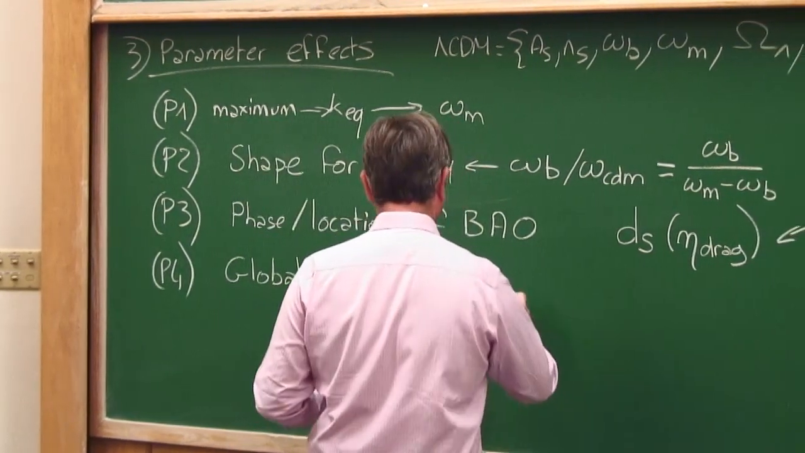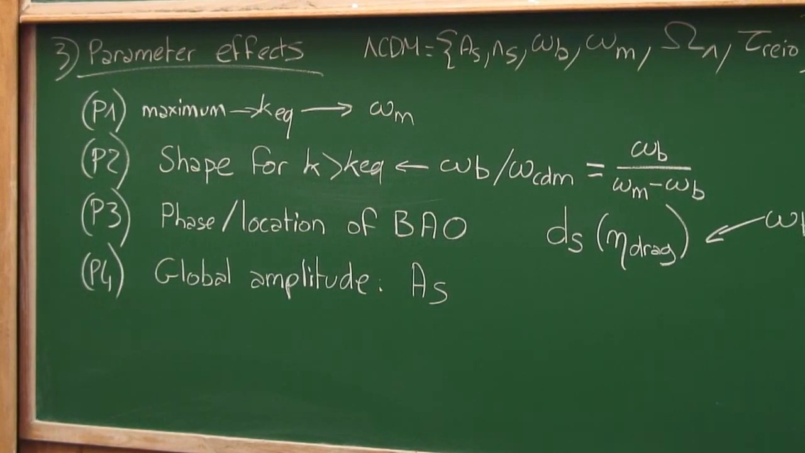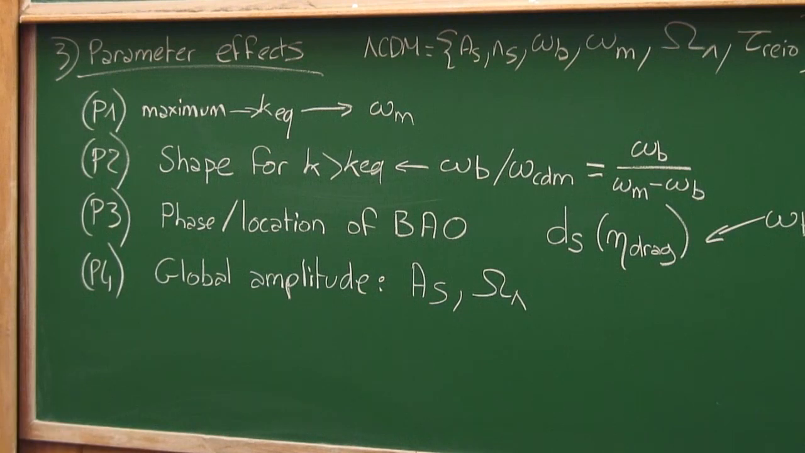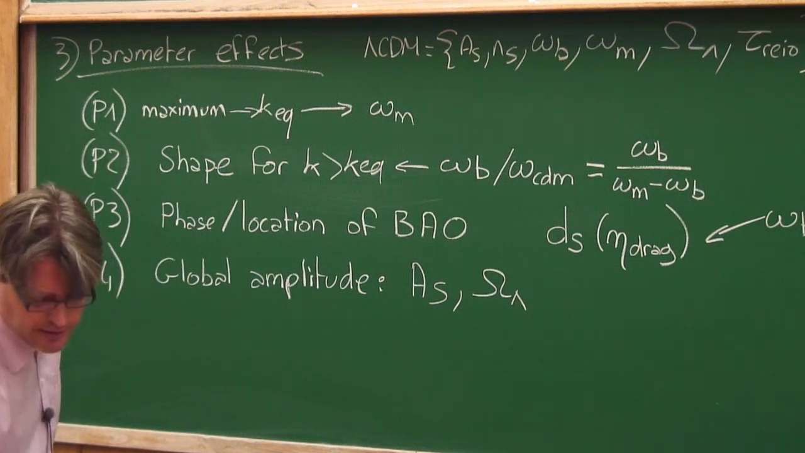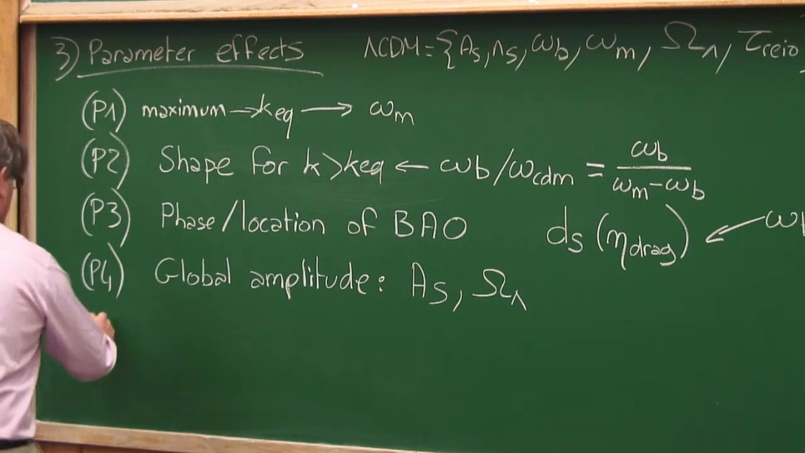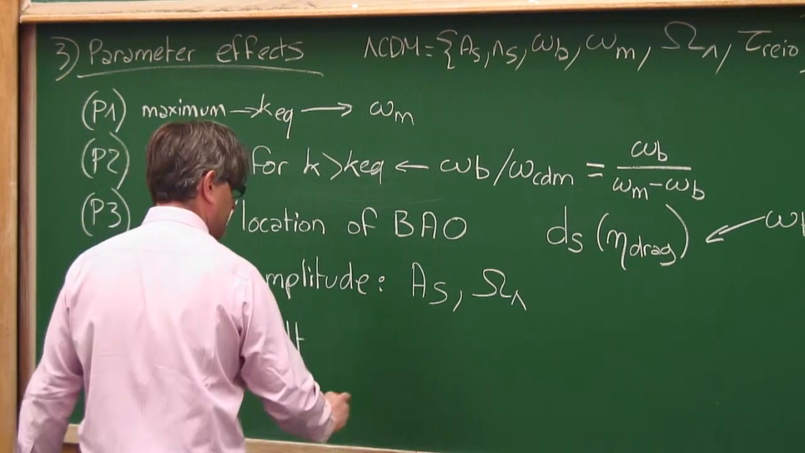So of course it depends on AS. This is outrageously trivial. AS was from the beginning in the matter power spectrum. It also depends on omega lambda, because when you change omega lambda, you change the duration of the lambda-dominated stage and the amount of reduction of the growth rate. If omega lambda is larger, this stage is longer, and the amplitude of the spectrum is reduced accordingly. And P5, of course, the global tilt of the spectrum is related to NS.